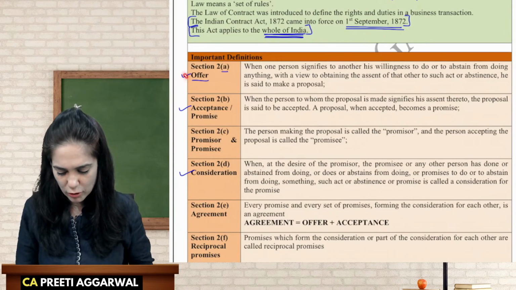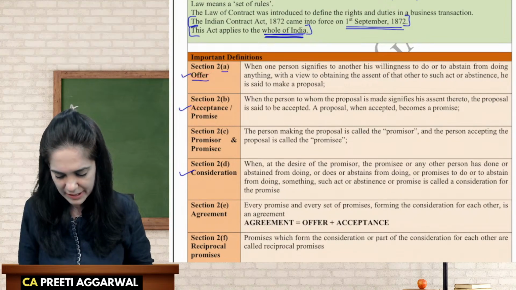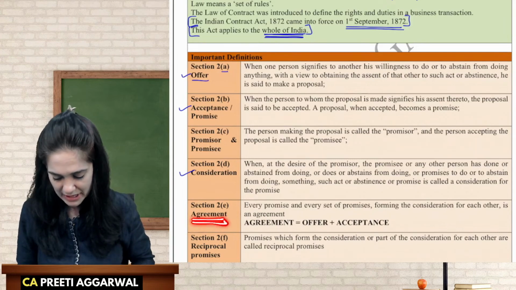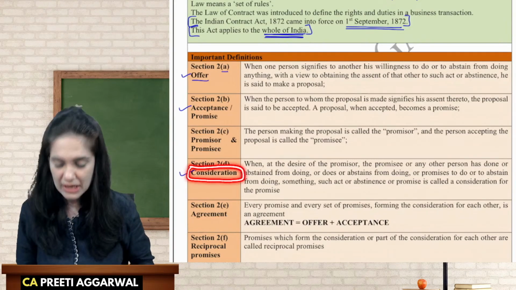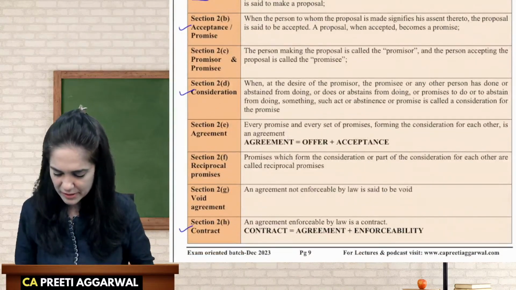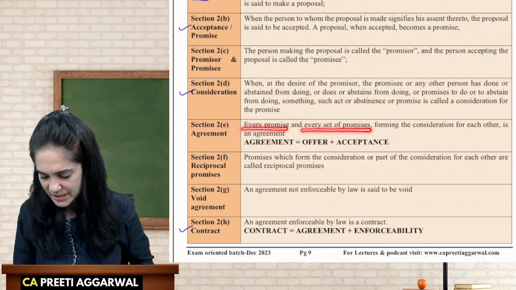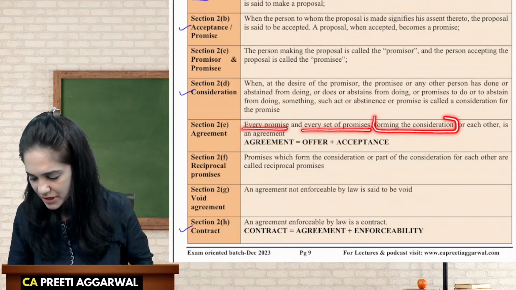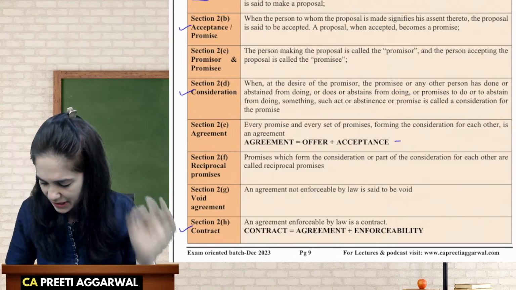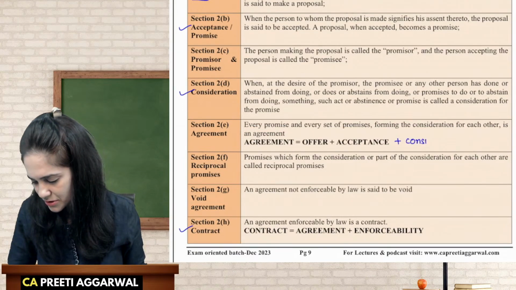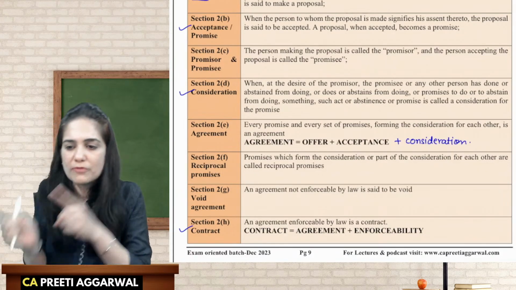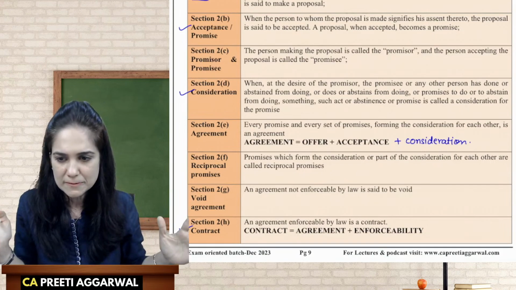Now, we have offer, we have acceptance, it becomes a promise. But to make an agreement, we also need consideration. Why? Because if you read the definition of agreement, every promise and every set of promises forming consideration for each other. It means that to make a valid agreement, I need consideration also. That is why consideration needs to be defined before we define an agreement.